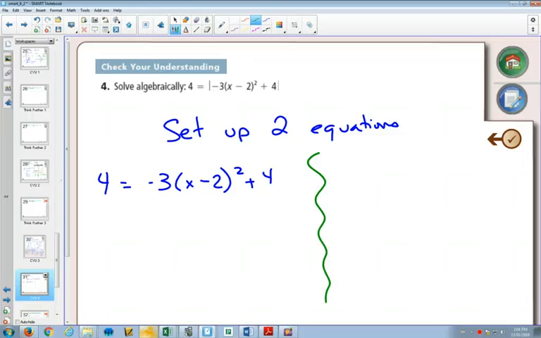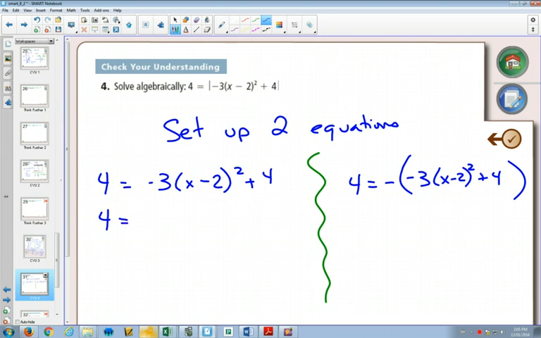And our second equation, we take that whole equation and make it negative. Now we solve each of them separately. How do we solve this equation? Well, you'd probably think about expanding it.